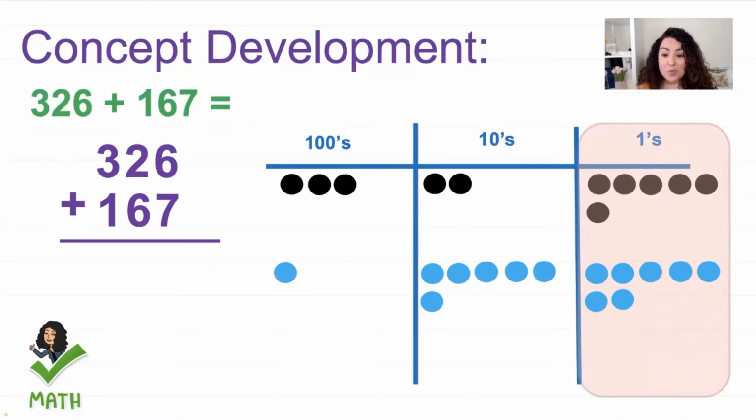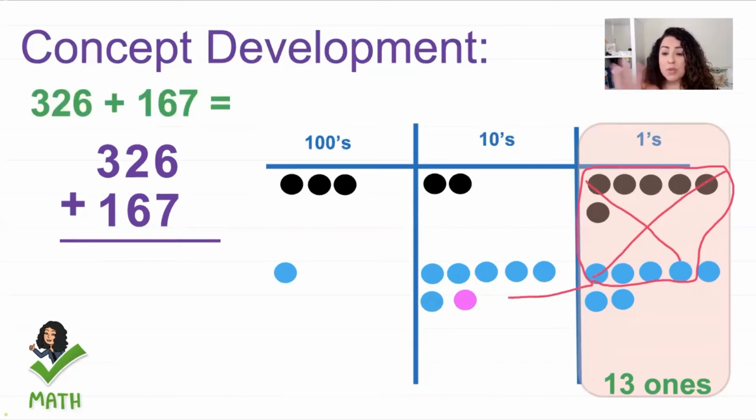I have 6 ones plus 7 ones. Can I make a group of 10? Absolutely, because 6 plus 7 is equal to 13 ones. So let's go ahead and make a group of 10 right there. And you can see what I did. I'm going to get ready to make a new group of 10, and there we go.